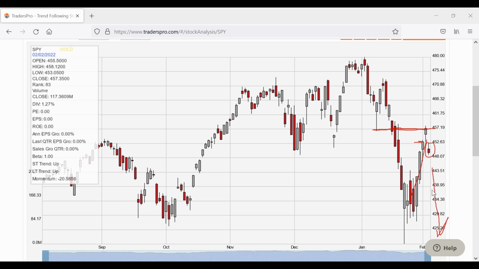Now on Tuesday, I was talking about the fact that this was a little bit more impulsive looking. This was a little bit more sideways. This was a little bit more impulsive looking, giving me a little bit more hope that this is going to just keep going up. But now with this reversal right here, it really has me concerned.